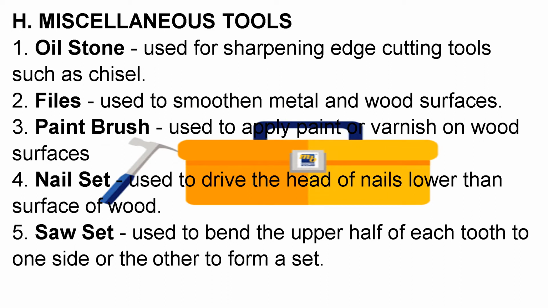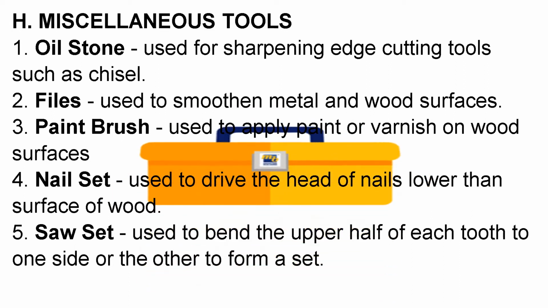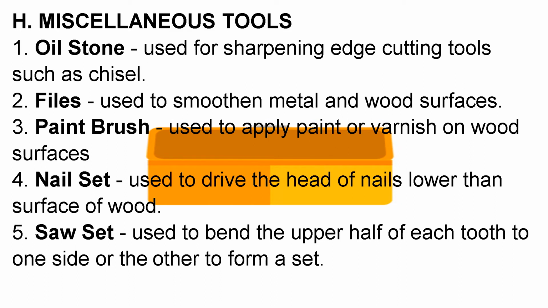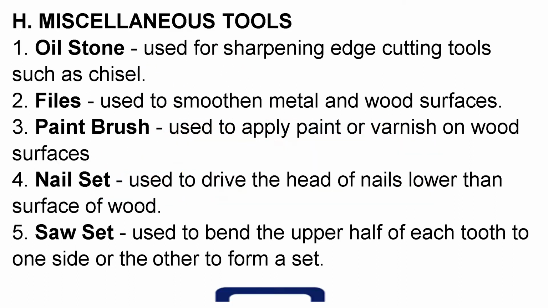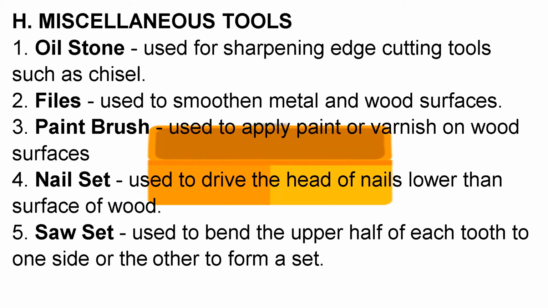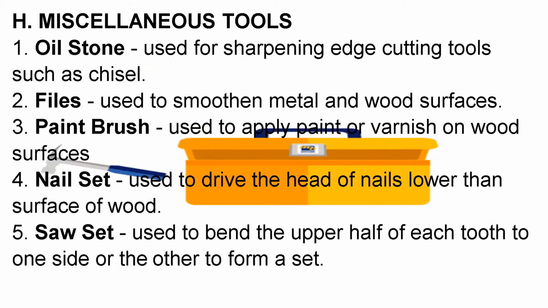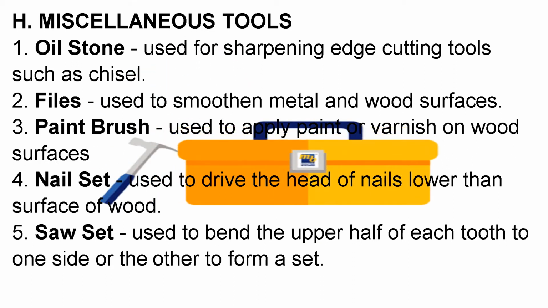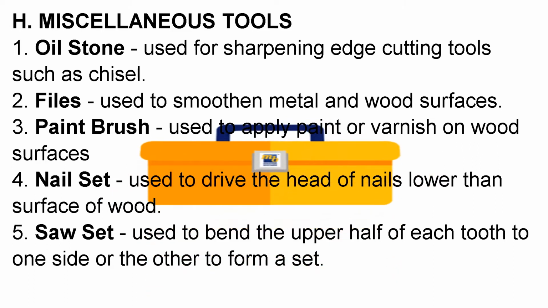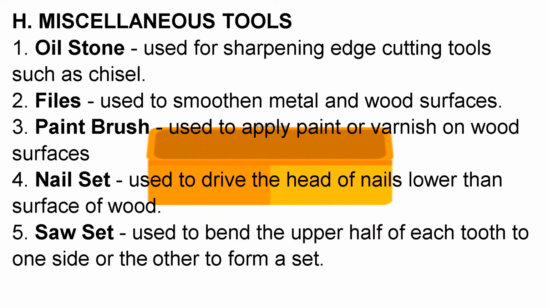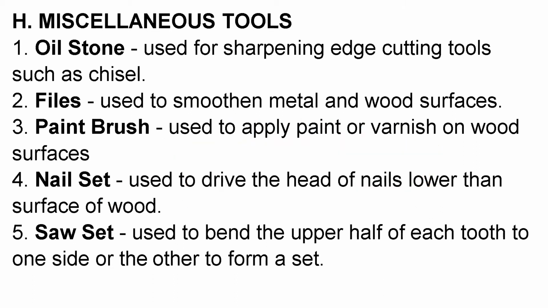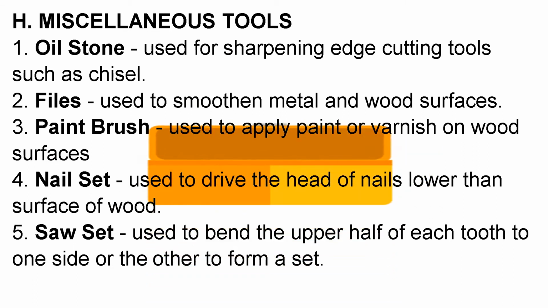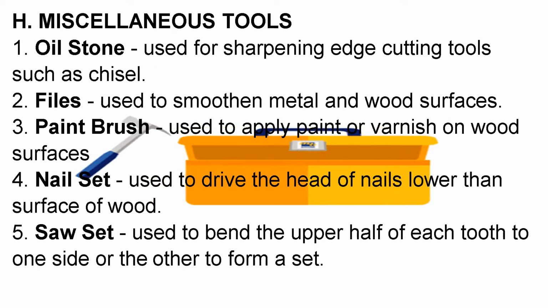Okay, the first tool in miscellaneous, we have oilstone, used for sharpening edge cutting tools such as chisel. Then, next we have files, used to smoothen metal and wood surfaces. Paintbrush, used to apply paint or varnish on wood surfaces. Nail set, used to drive the head of nails lower than the surface of wood.